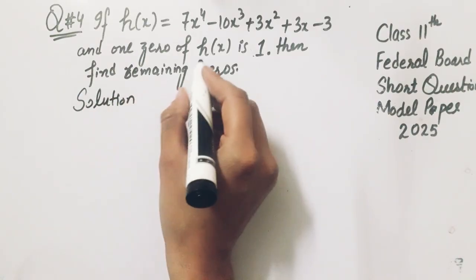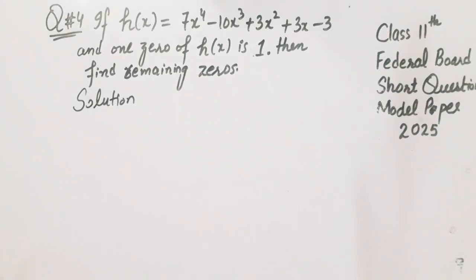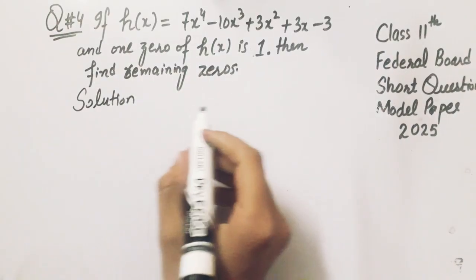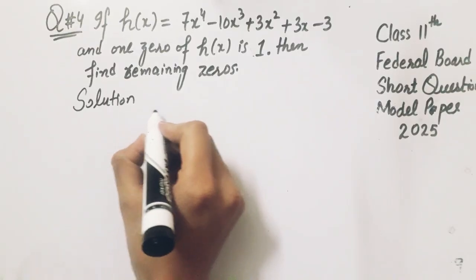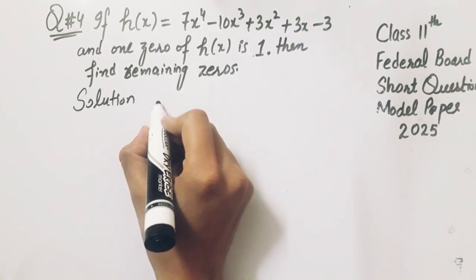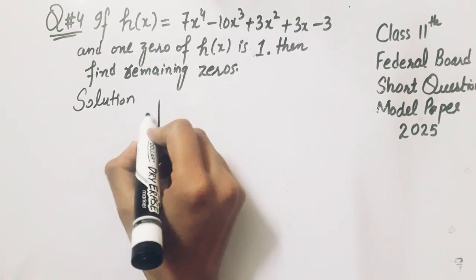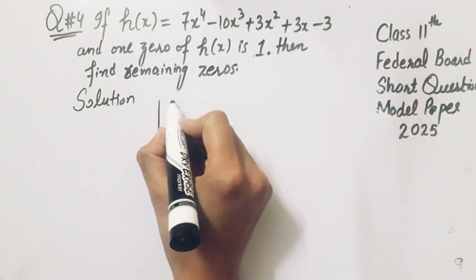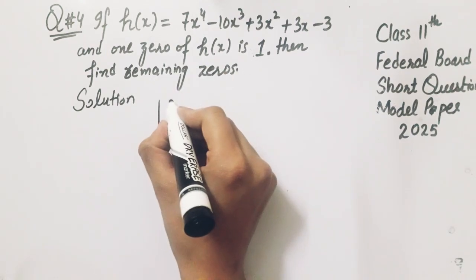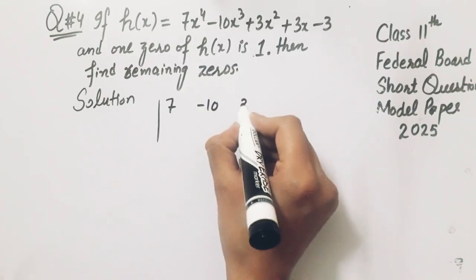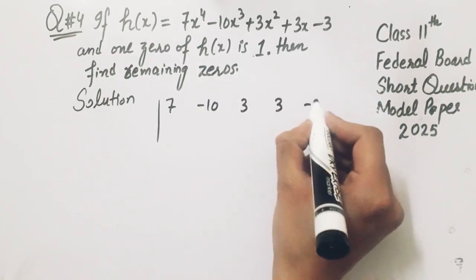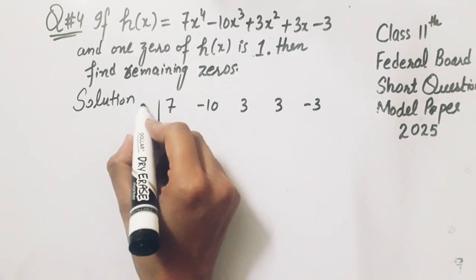According to that, it is given. Now we can solve this question by both the division method or by synthetic division. First we solve this by synthetic division. It is given that 1 is the factor. So first of all write the coefficients 7, minus 10, 3, 3 and minus 3. And 1 is the factor.